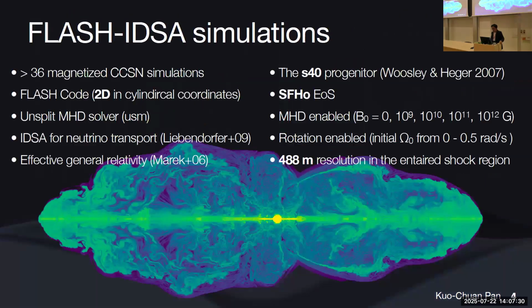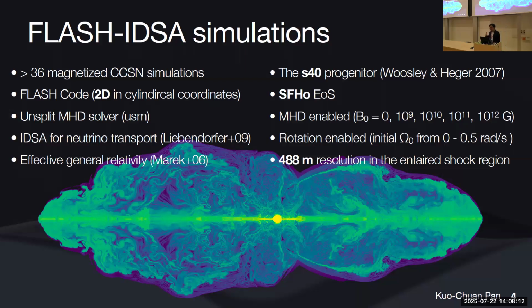So that's why we conducted many magnetized supernova simulations, but in 2D, because we want to run many simulations, and also with high resolution. That's also important in order to understand the turbulence, the MRI, and these things. So we use the s40, the 40 solar mass progenitor model from Woosley and Heger in 2007. This is a very compact progenitor model, and without magnetic field, usually you can form a black hole easily.